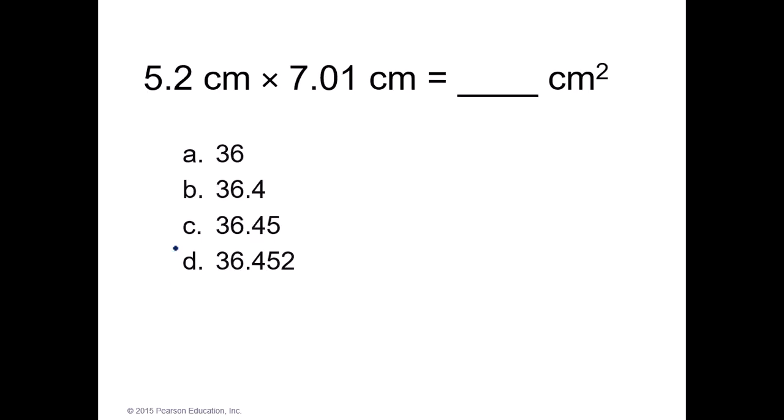Now multiplication. Pause the video, work through it, come back. Now we're looking at significant figures. This has 2, this has 3. We want to report just 2 sig figs, the least number of significant figures of our original values.